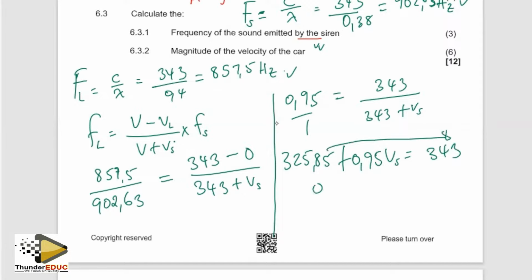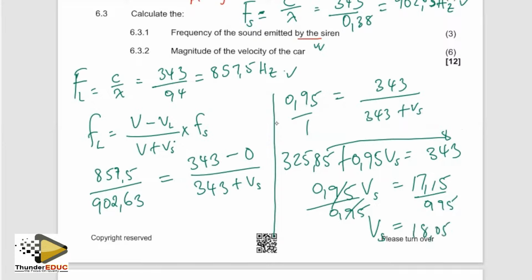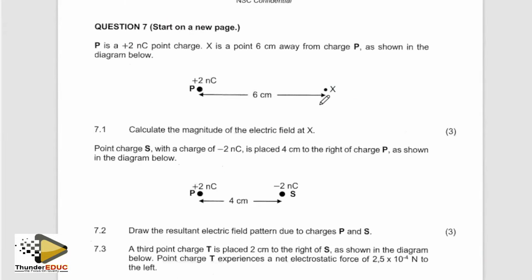I need to move this to that side, so 0.95 Vs is going to be 343 minus 325.85. Okay, this gives me 17.15. Then I'll divide both sides by 0.95, which means the velocity of the source, I'm getting roundabout 18.05 meters per second. Guys, please let us know how you approached this and what you got. That's 18.05.